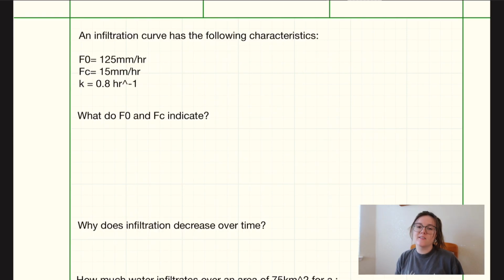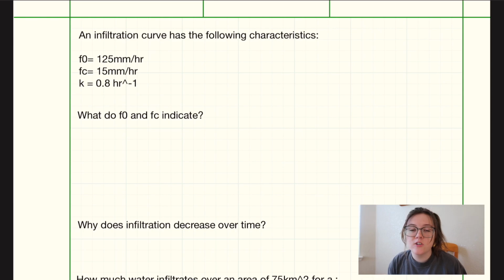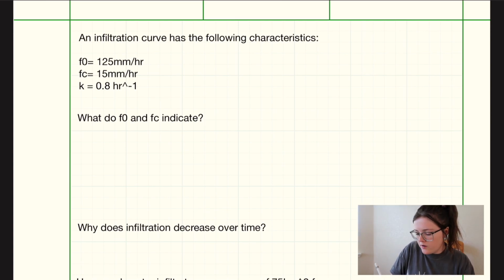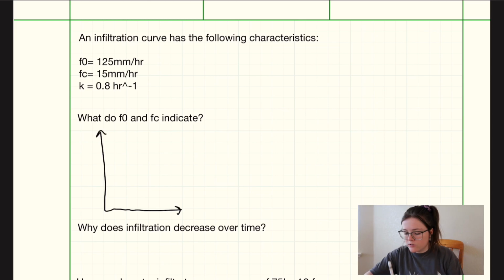We're gonna do so by looking at an example, but we'll get into some conceptual things about the equation as well during this example. So for this example, we're looking at an initial infiltration rate of 125 millimeters per hour, and then an equilibrium infiltration capacity of 15 millimeters per hour. And then we also have our constant K there as well, which is 0.8. So the first question that we're gonna have a good grasp on is what are F naught and FC telling us? Let's draw out a rough sketch of what such a curve would look like, and that'll hopefully give us a better sense of what these numbers are telling us.